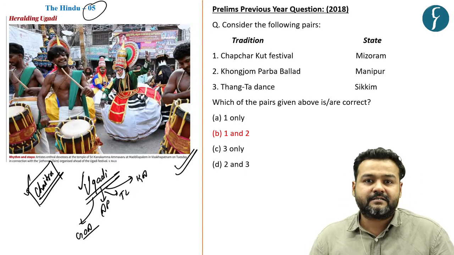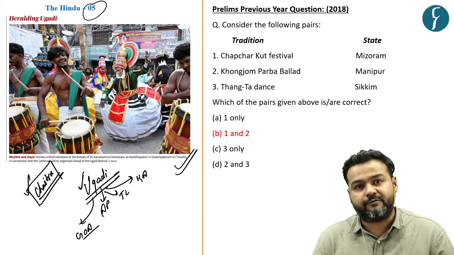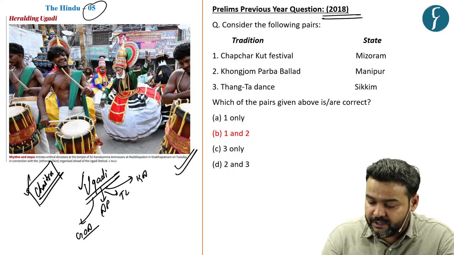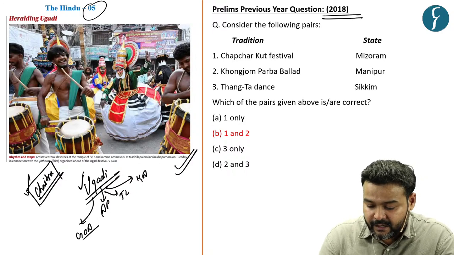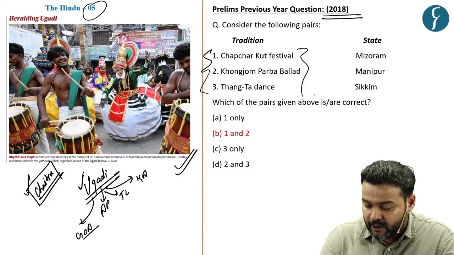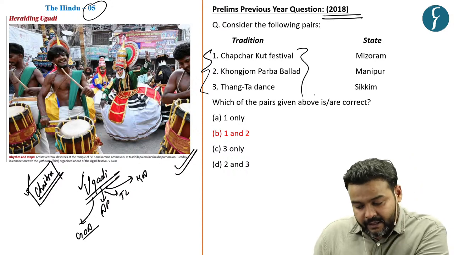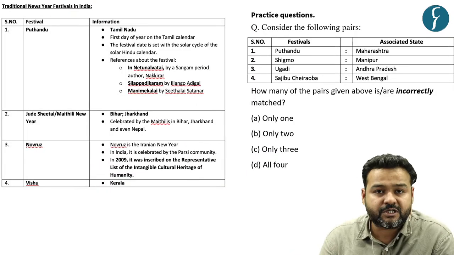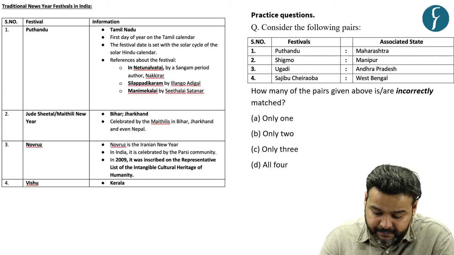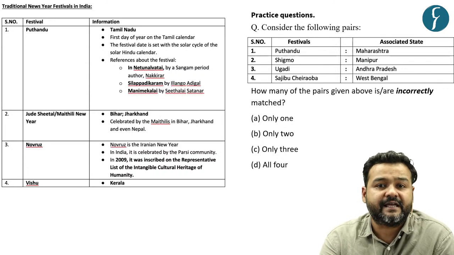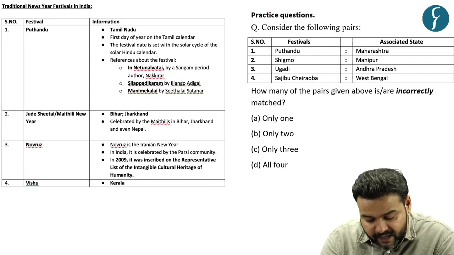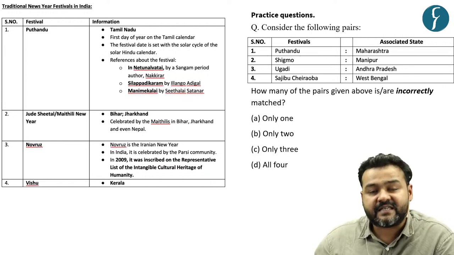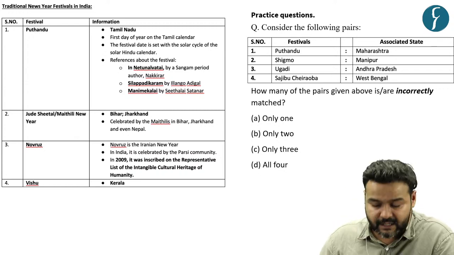Now, festivals, dance forms, art forms are important from the perspective of the UPSC examination. As you can see here, they asked a question in 2018 based on these festivals and dance forms, and you had to find the correct matching. We have taken a similar question based on various New Year festivals in India. So you can find this compilation in the PDF. Let us quickly take up the festivals that are mentioned in your question itself.